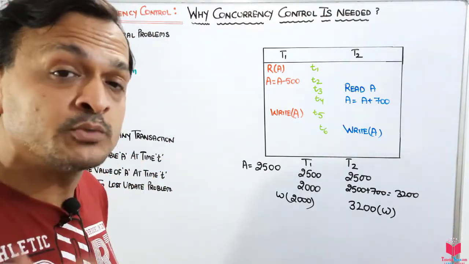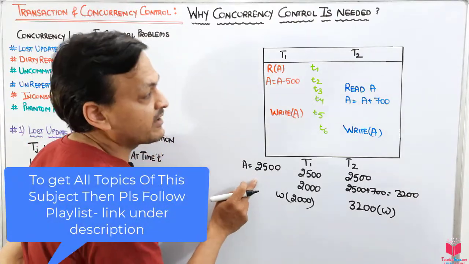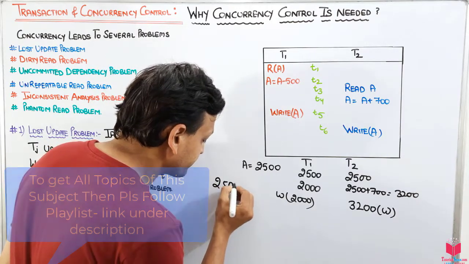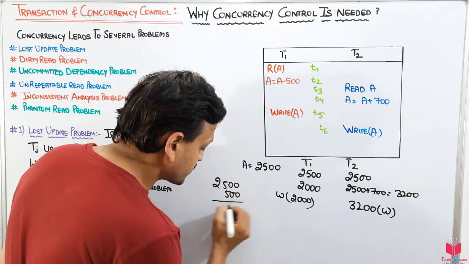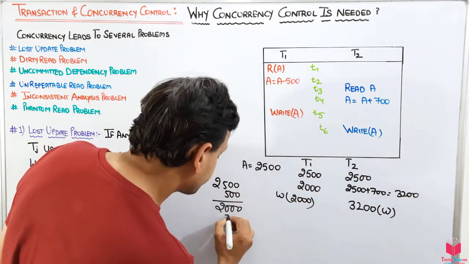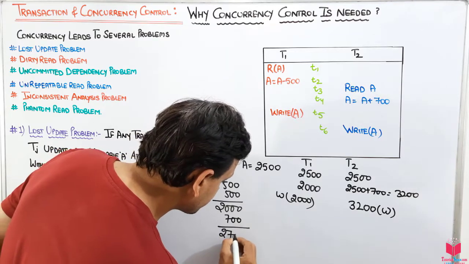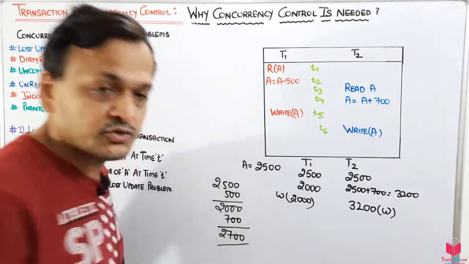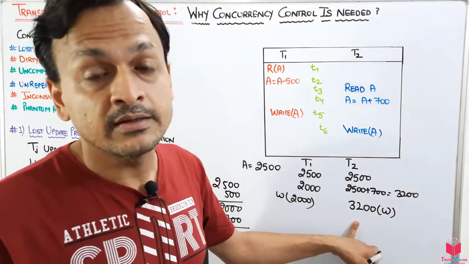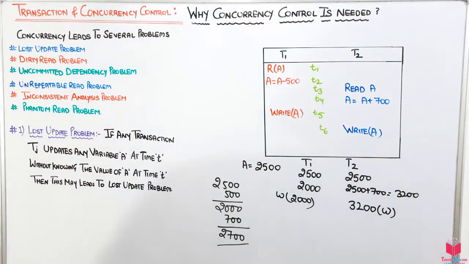But what should the value of A be here? Suppose we started with 2500. 500 is first subtracted, which gives 2000. Then 700 is added to it. The value of A should be 2700, but we are getting the value 3200 here. That creates some inconsistency in the concurrency concept.